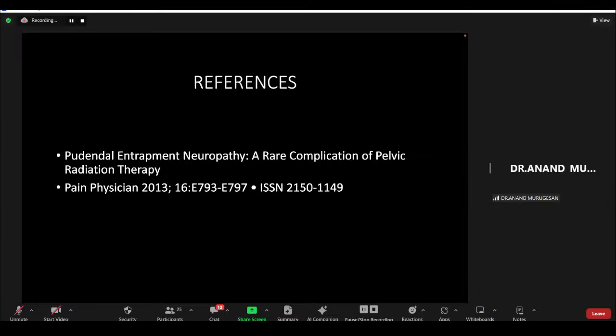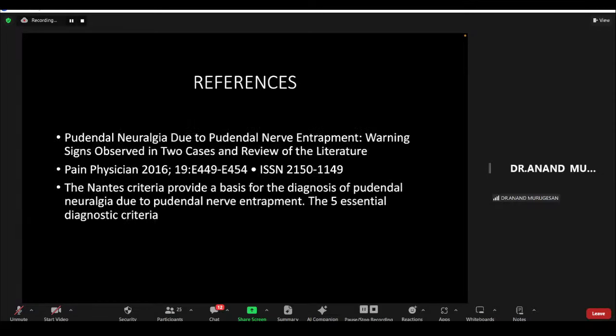And perianal pain is the distal urethra, distal anal and perianal pain. It's a very classical neuropathic pain character, like pins and needles, burning type, involving the perineal and the perianal area. So this is a nice article about post-radiation induced pudendal neuralgia.